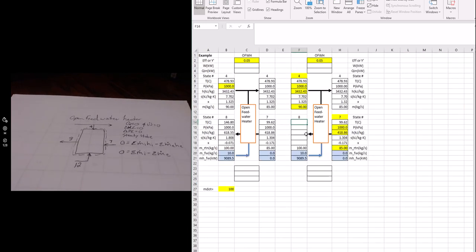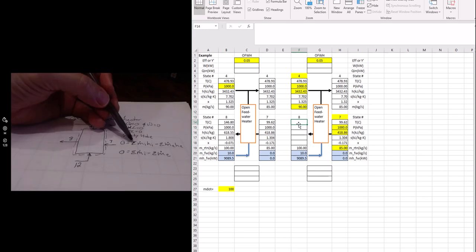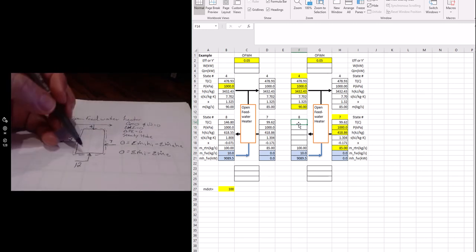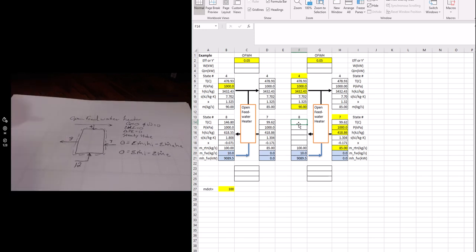Okay, so now going to use these equations to find what the mass flow rate at state 8 is. So my m dot return here, I have it as a given, but I'm going to delete that. I'm not sure why that was there. It shouldn't be in yours. So I'm going to calculate what that is.